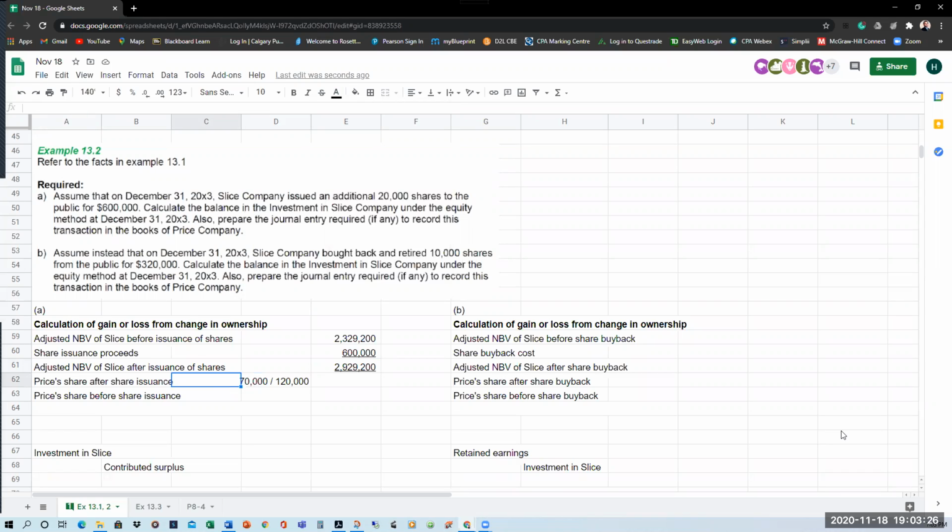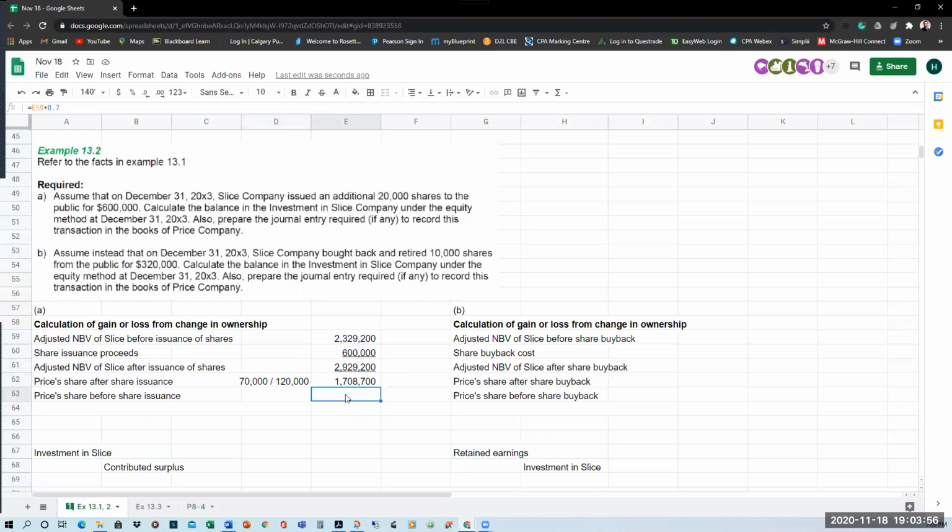So the percentage share after the additional shares issued by Slice Company, Price's portion is 70,000 out of 120,000. I would say use fractions. It's easier. It's 58.33333%, but I would suggest that you use fractions. Keep it at 7/12 or 70 over 120. And if you multiply this 2,929,000 by the new share, the investment account is now worth 1,708,700.